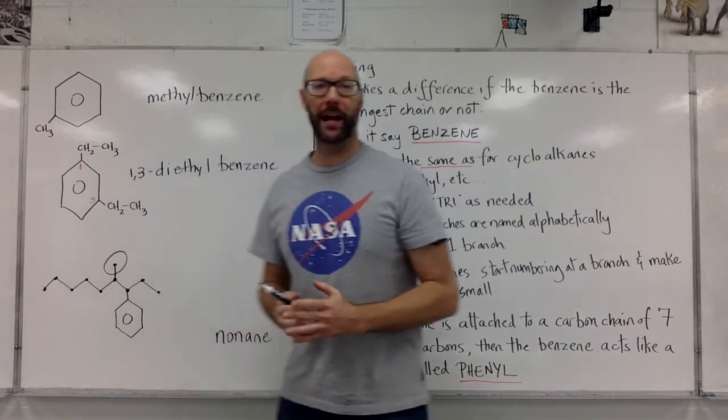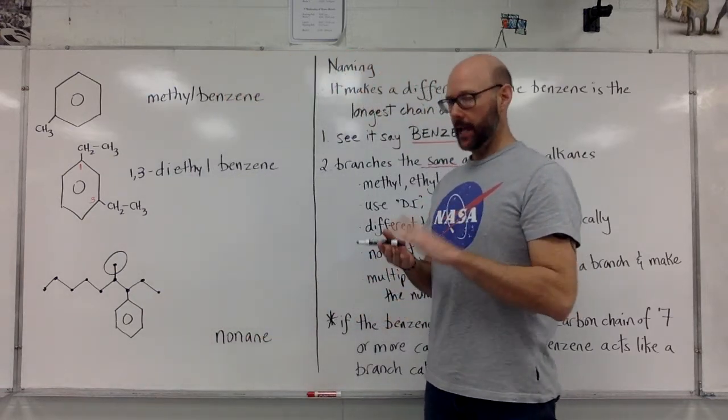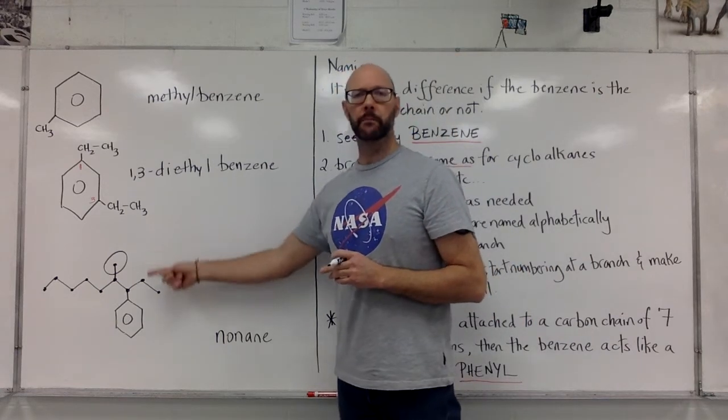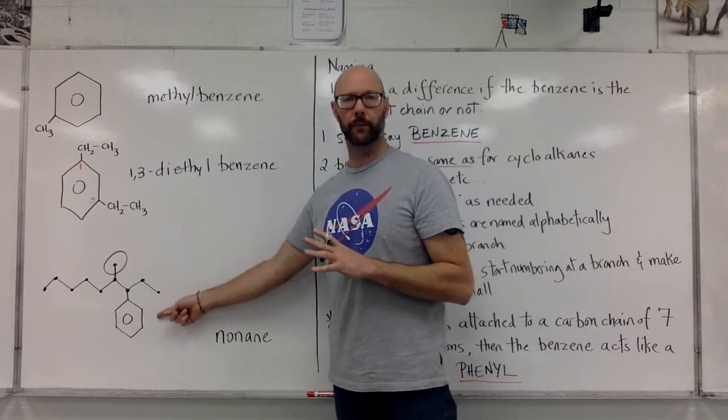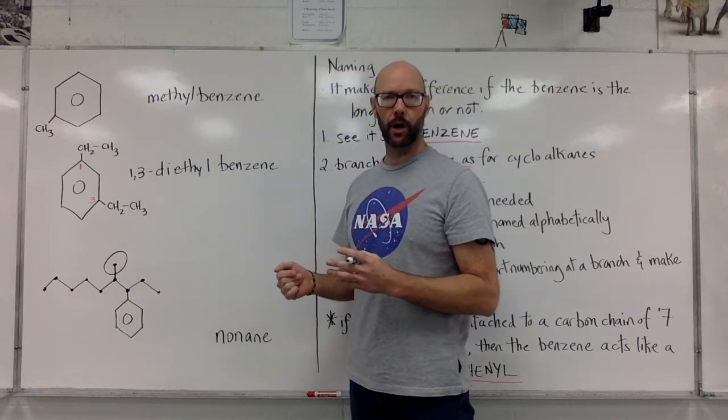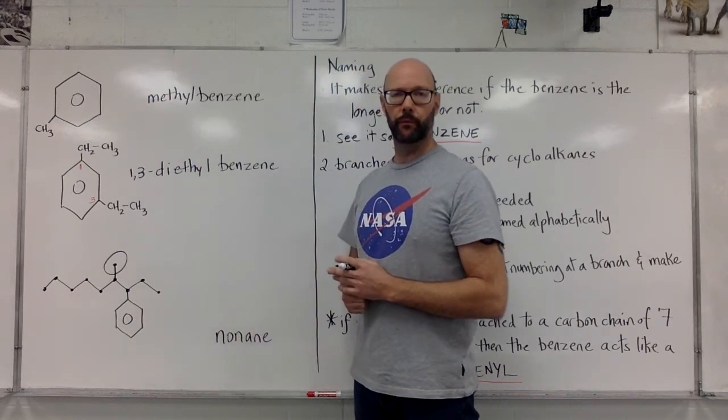We need to name these branches alphabetically. A, B, and we go through the alphabet. And M for methyl comes before P for phenyl. So as we write this out, we're going to have methyl on the left-hand part of the name and the phenyl right before the nonane.